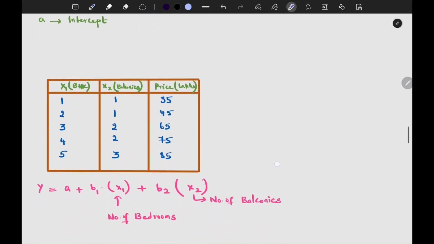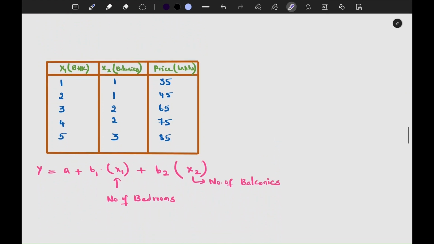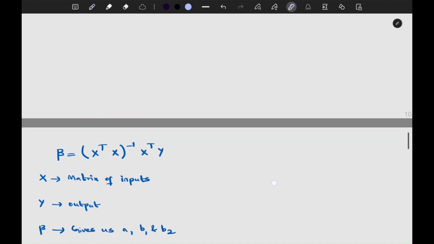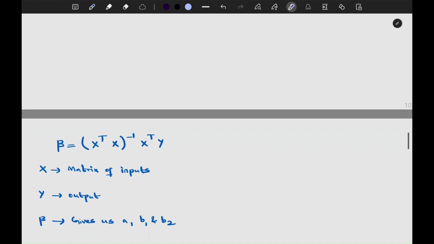Here we are rewriting the equation according to this particular data set. Y equals a plus b1 into x1, where x1 is the number of bedrooms, plus b2 into x2, the number of balconies. So to find the values of a, b1 and b2, we need to solve an equation. Let's go there. This is the equation which we need to solve.